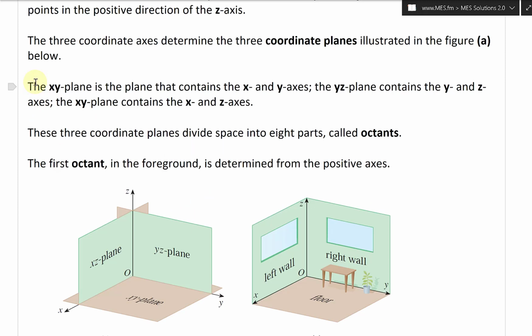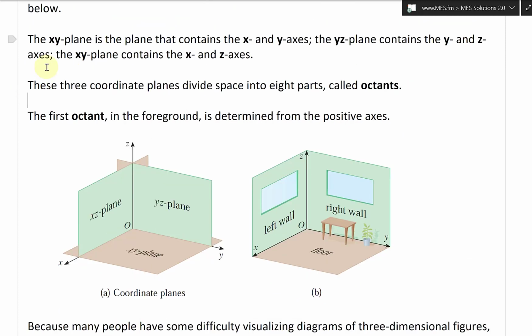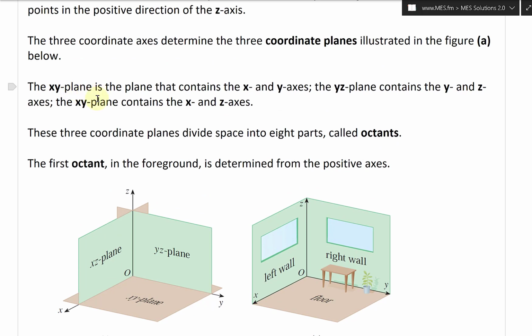And here I've added more text. This is also from my calculus book, I just forgot to add it. But anyway, the xy plane, right here, is the plane that contains the x and y axes. The yz plane contains the y and z axes, so there's the z and there's the y. And the xy plane, actually no, not the xy, the xz plane contains the x and z axes.